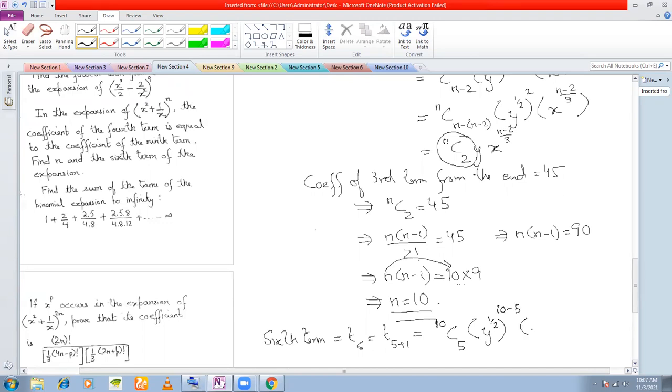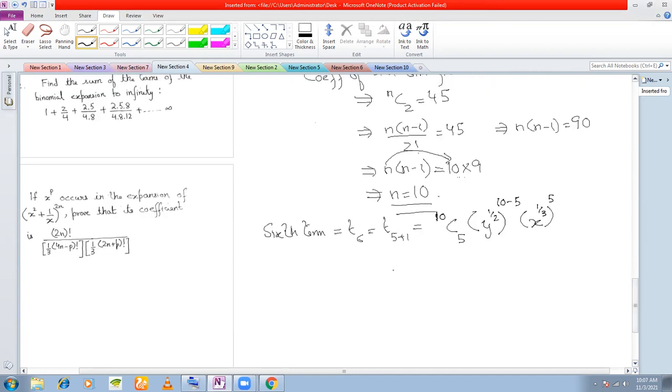and x was, I think, x to the power of 1/3, to the power of 5. Okay. So that is how we are going to get the sixth term of the expansion. Now we just need to simplify this.